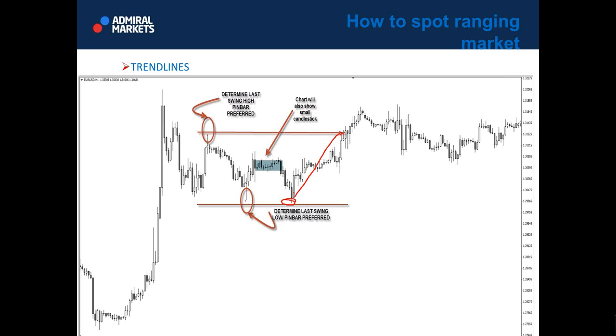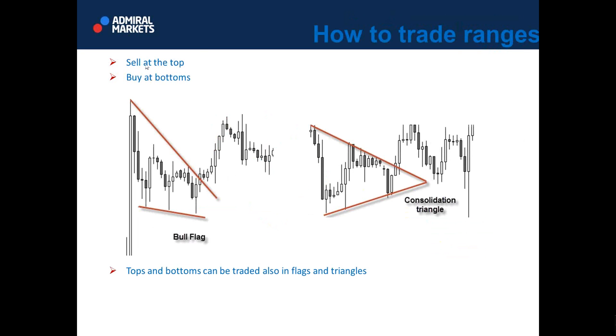The first trade could have been around 300 pips, and this trade could have been good for some 40 pips, because the first test of this upper range has been declined. So the price fell some 50 pips to the downside. So sell at the top, buy at bottoms.